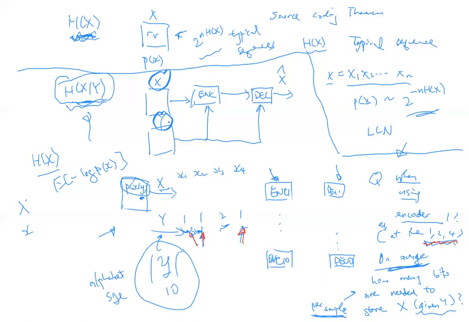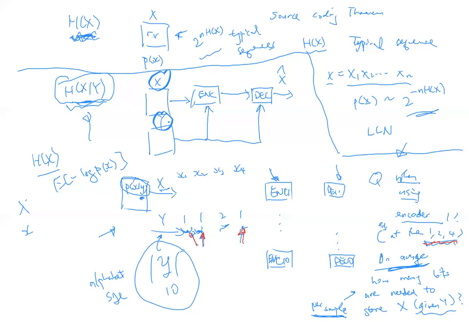Of course, you can say you can use as many bits as you want, but what I mean is, at the minimum, how many bits are needed per sample to store x given y. You should think along the line of the distribution again.